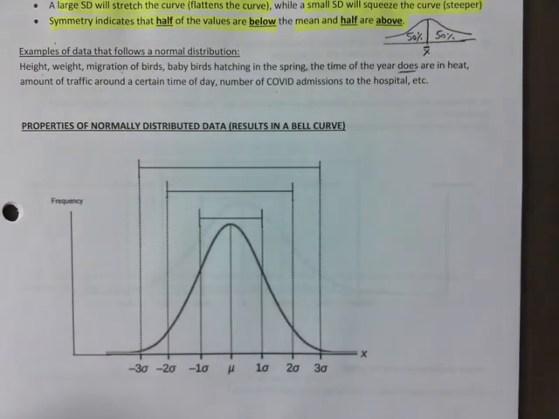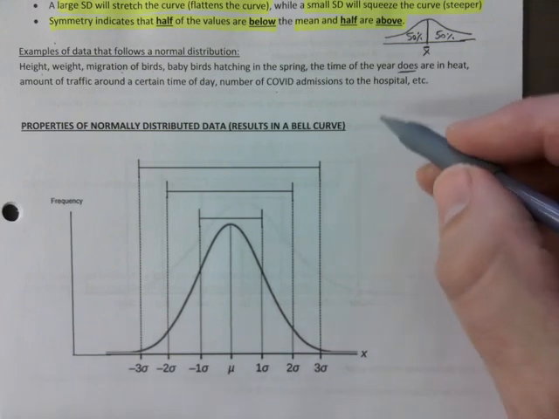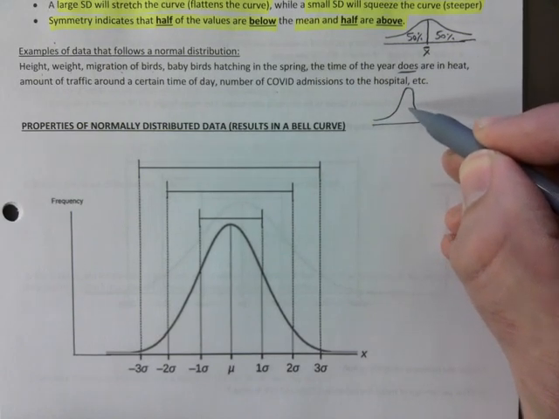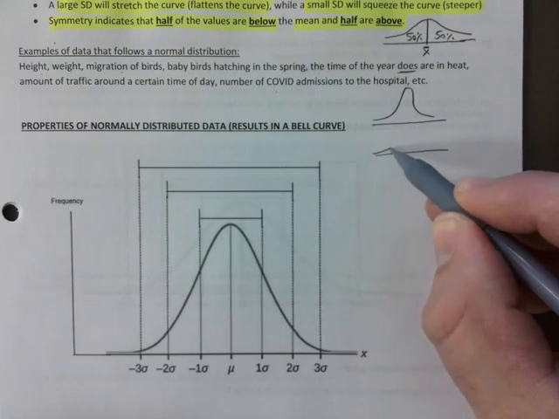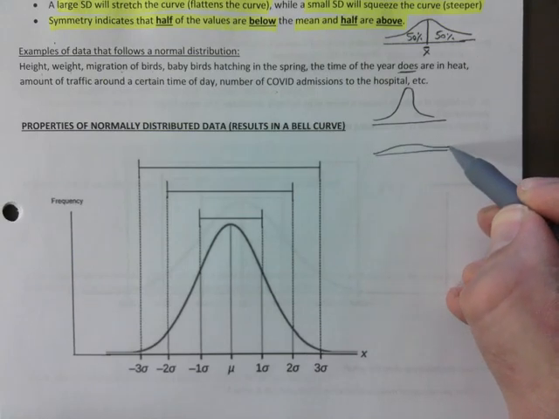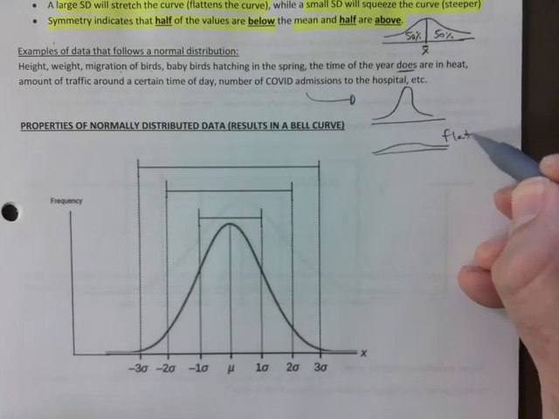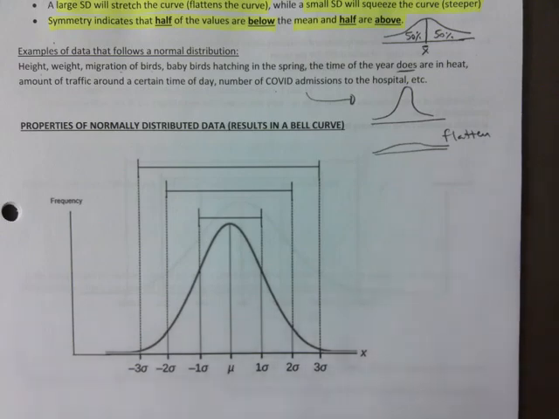Do you remember what was said all the time during COVID? We wanted to flatten the curve. Do you remember that? The hospitals did not want all the cases to happen at the same time. They wanted to have this happen, right? So with COVID, we wanted to flatten it. So what does that mean? What standard deviation would we want to have? We wanted to have a big standard deviation.